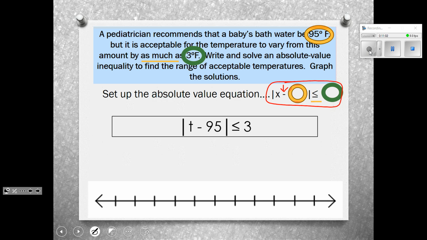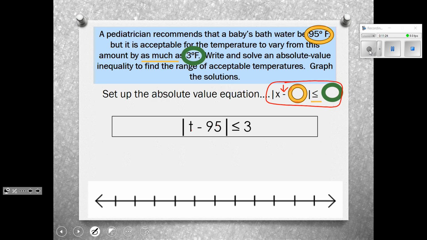When we write it, it doesn't matter what variable you use. I just use T for temperature, but you could use an x there. T minus 95, the opposite of your base temperature, is inside your absolute value. It's less than, so it's a nest, because the solutions are in between the two numbers, forming a nest. And the 3 is the number it varies by.